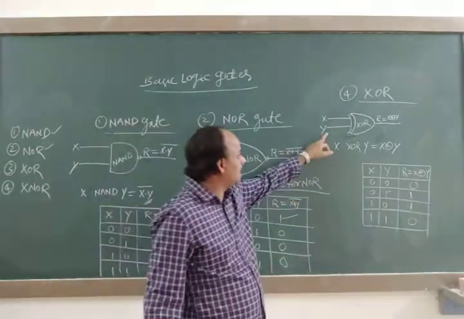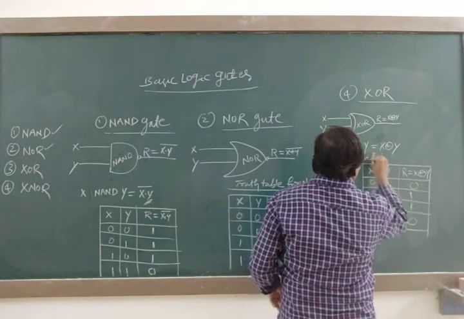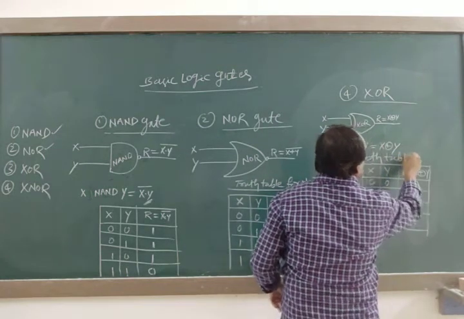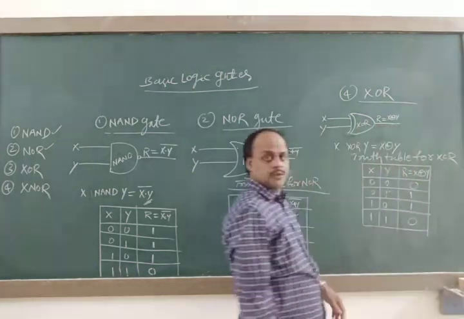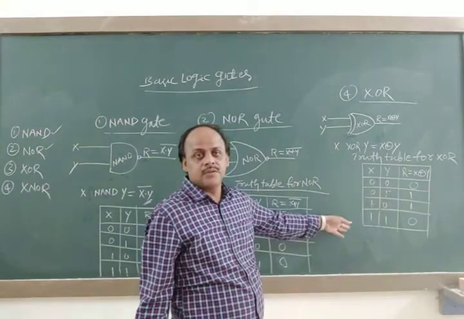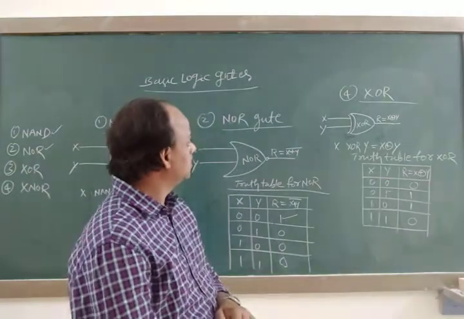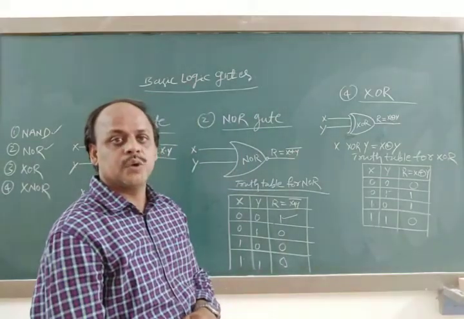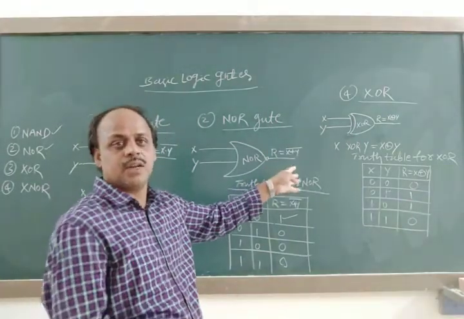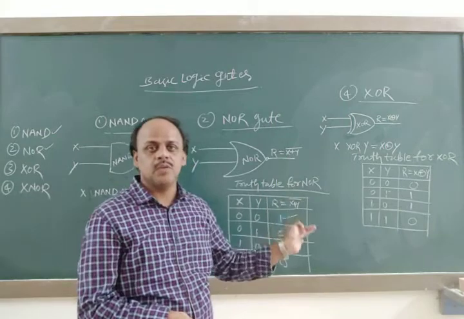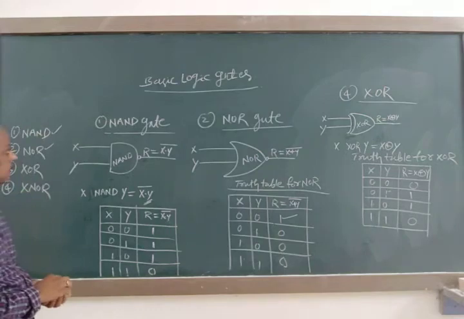For the logic diagram, 1 mark. For the truth table for XOR gate, also 1 mark. And for defining XOR gate, we get another mark. Like this, in the examination, he is going to ask such questions for 3 marks: for definition 1 mark, logic diagram 1 mark, truth table 1 mark. Now the remaining gate is XNOR gate.